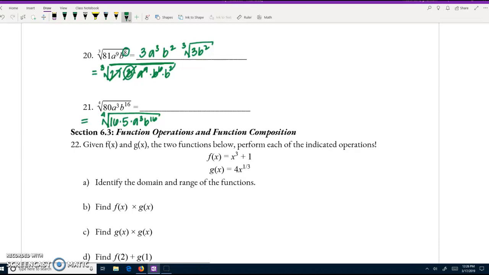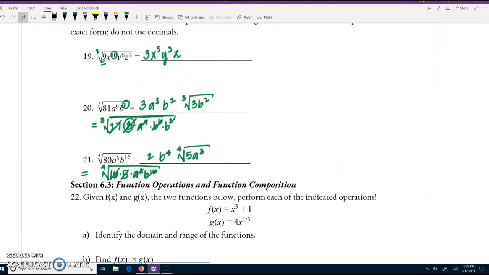So when I start to simplify, 16, when I take its 4th root, will become a 2. And then in the quartic root, I'll be left with a 5. The a cubed has to remain there. The b to the 16th is going to become a b to the 4th out in front. And that's my simplified answer.